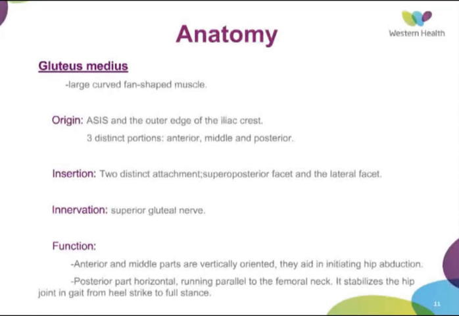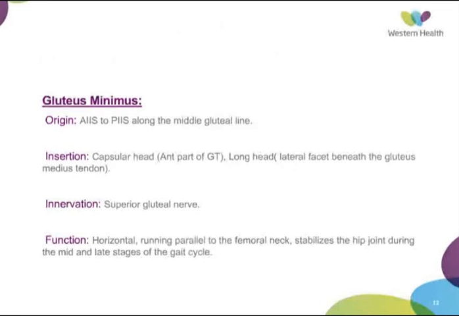The anterior middle part is normally vertical, and helps with hip abduction. The posterior one is horizontal, in line with the femoral neck, and its job is to stabilize the hip joint in the gait from heel strike to full stance.